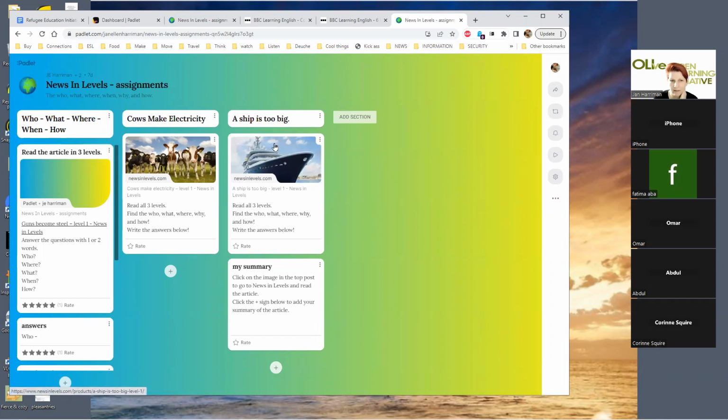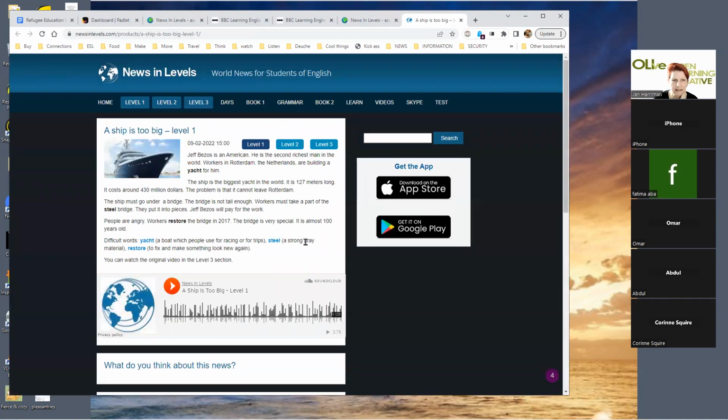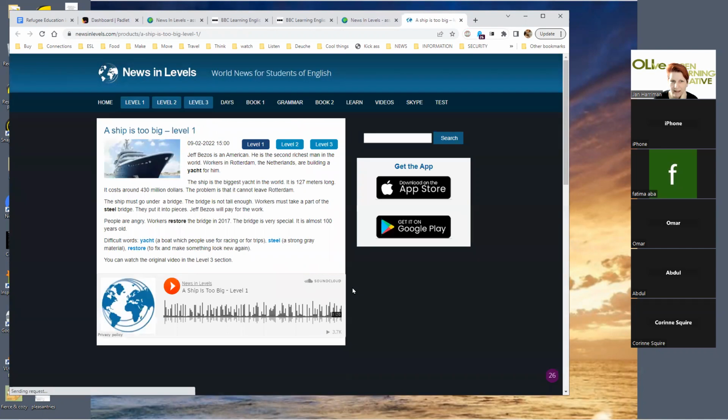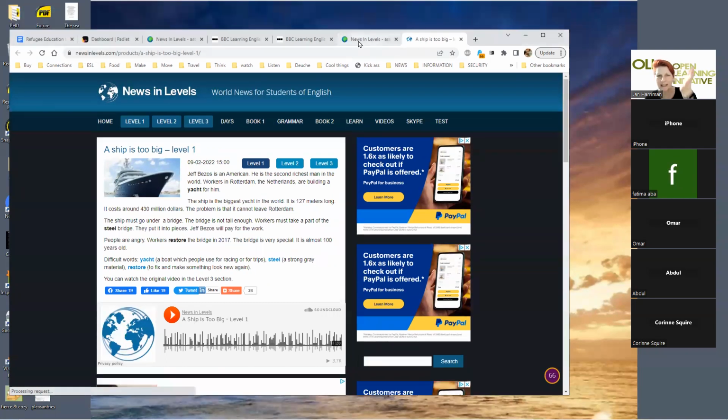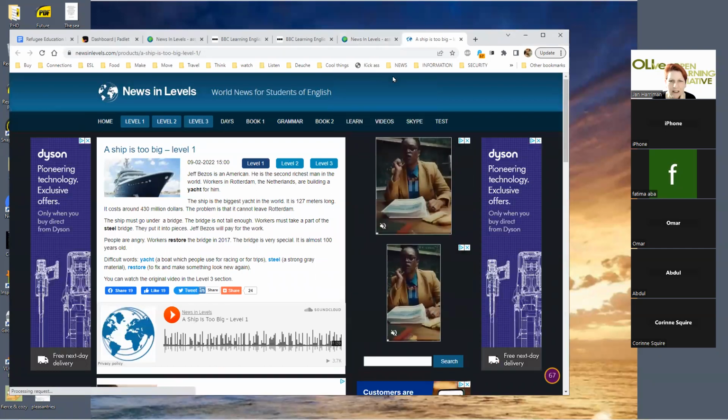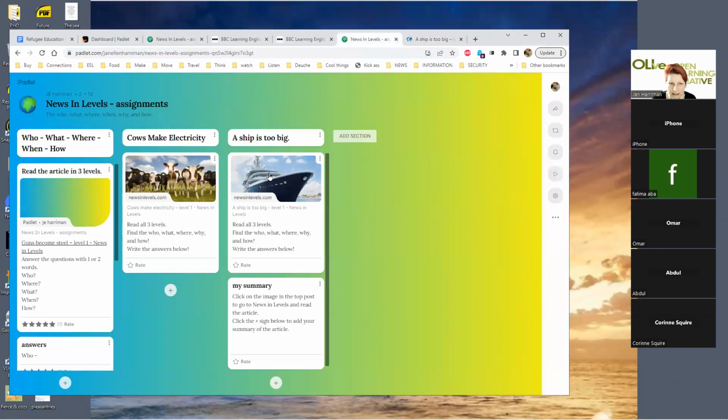So I'm going to show you. I've got my mouse up here on the image. If I click on that, it opens the article. All right. So then you can read the article and then, is that clear? So we click on the image at the top of the, frustrating. Maybe if I just do that. There we go. It hid my tabs, so I couldn't get there. So if you start at Padlet, if you click on the image at the top, it takes you straight to the article.